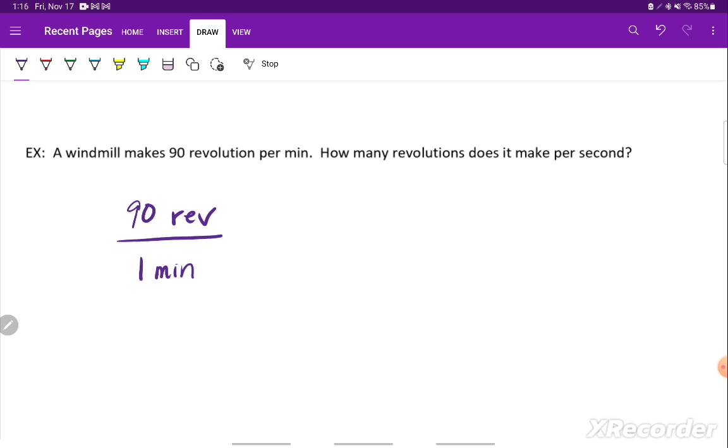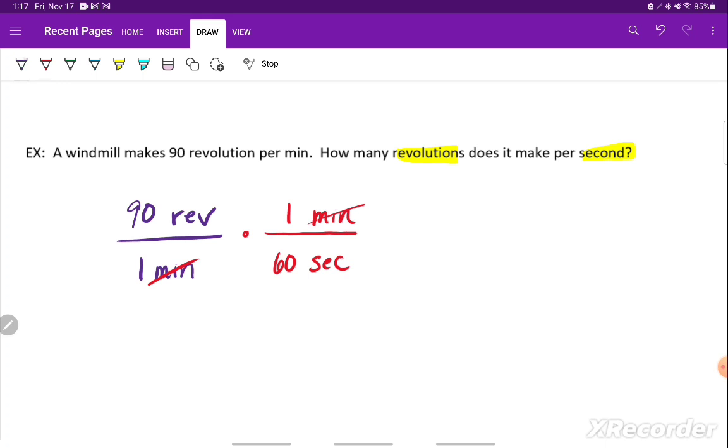And now we want to rewrite this as revolutions per second. So all we need to do is change the time unit. And we can do that by multiplying by a unit fraction that relates minutes and seconds. We know that 1 minute is equal to 60 seconds. I knew that minutes had to be the numerator of the fraction because I need minutes to cancel with the minutes in the previous fraction. And now we can go straight across.